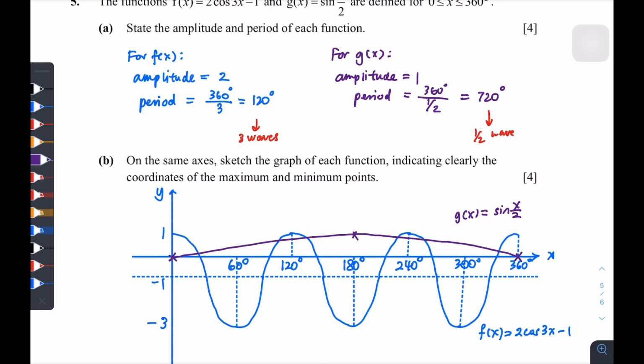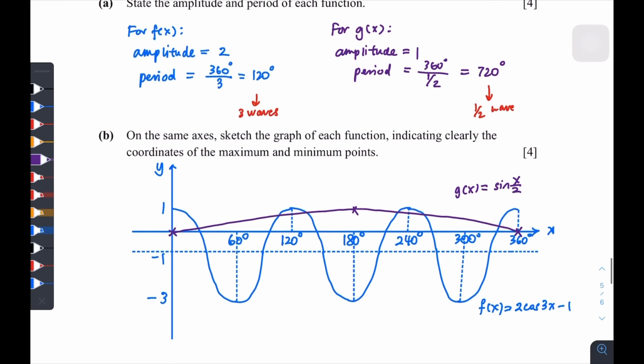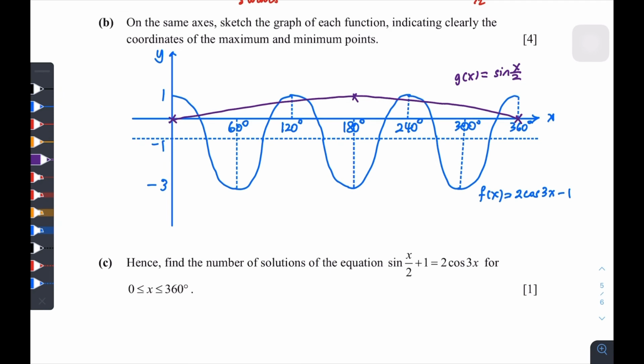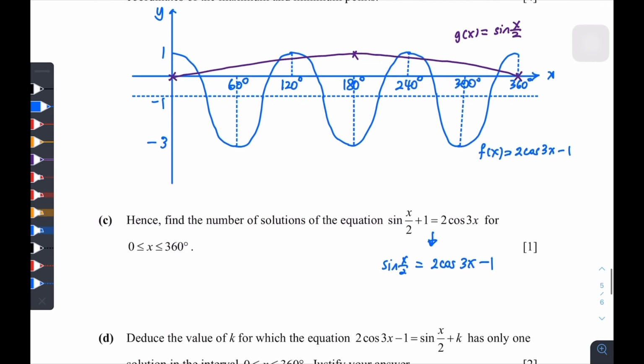right? Okay, so we have our two graphs out, which is a very incredible feat. So hence, find the number of solutions for this and that. Actually this is just rearranging to sine x over 2 equals 2 cos 3x minus 1. So it's the y on the left and the y on the right, the graph on the left equals the graph on the right. So how many solutions do we have? Let's count. 1, 2, 3, 4, 5, 6 solutions. Technically we have 6 solutions.